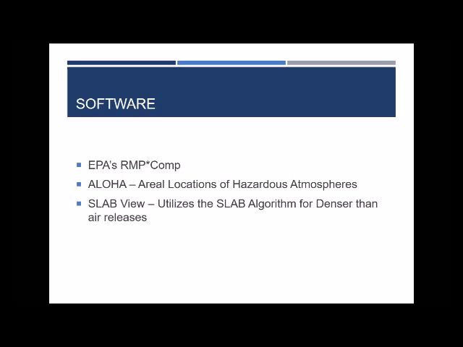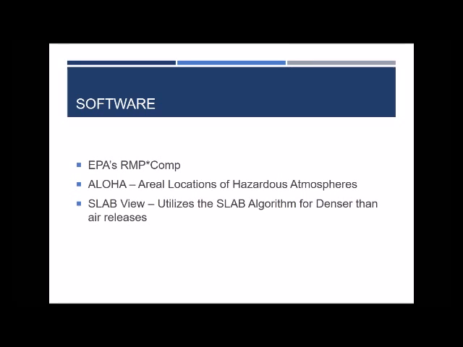All right, so here are the 3 software that we use here at RMP. This webinar, I'm going to base solely on these 3. I know there are tons of other software out there that you can use for modeling purposes, but we're going to stick to these 3 for purposes of this presentation. So we have EPA's RMP Comp, ALOHA, and SLAB View. I'll give a little bit of background about each one.